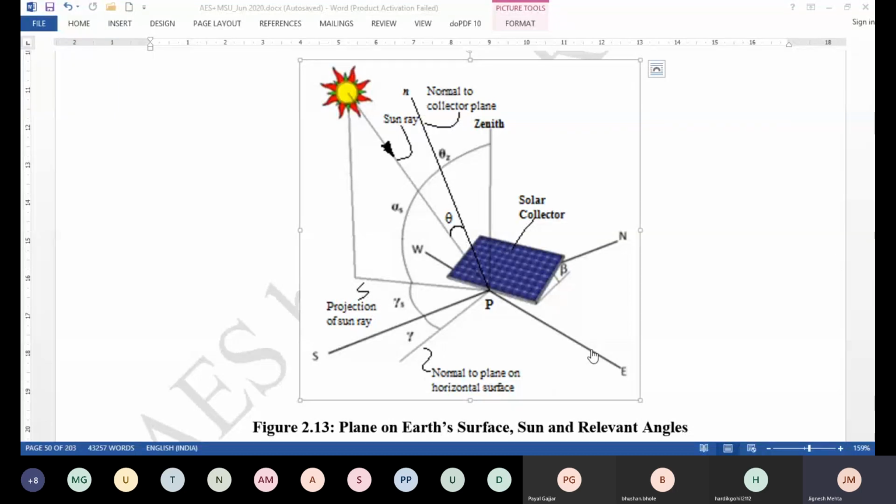Sir, this gamma I could not understand, sir. Normal to the plane on horizontal surface. So there is the horizontal surface, sir. Plane on the horizontal surface.